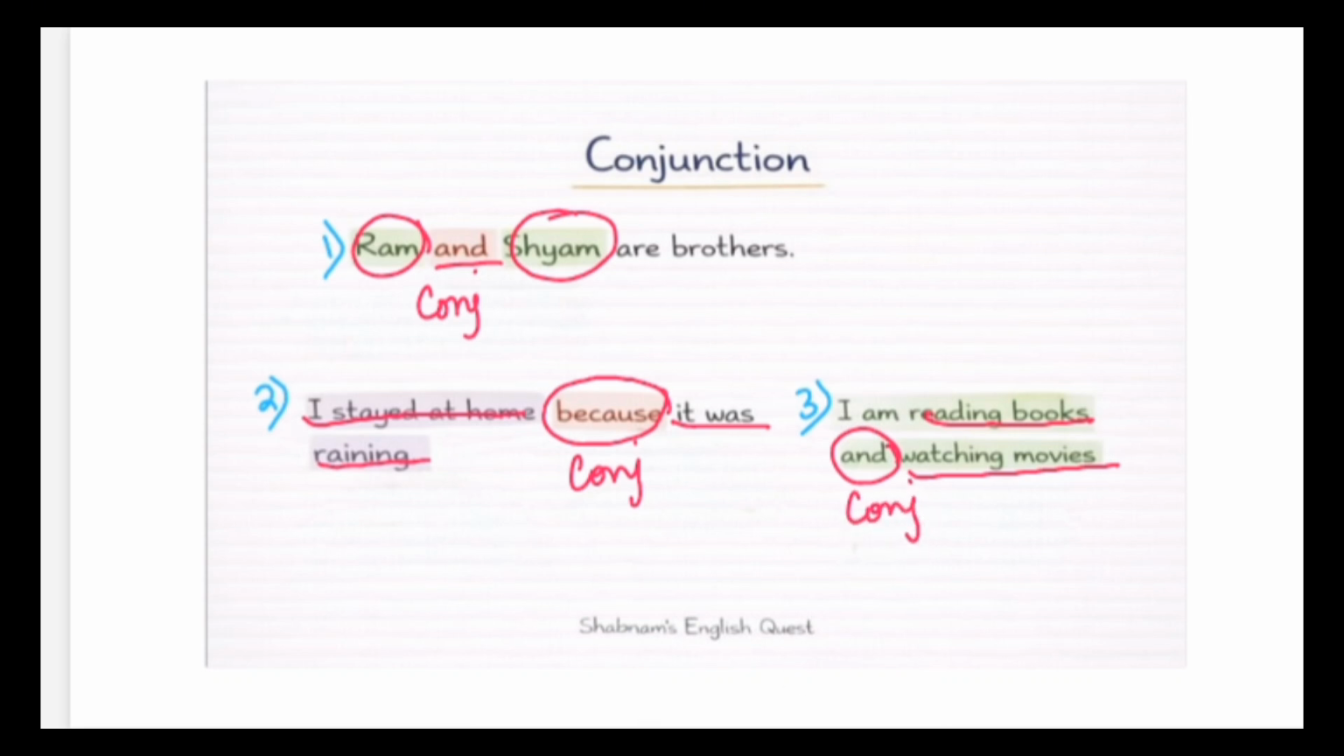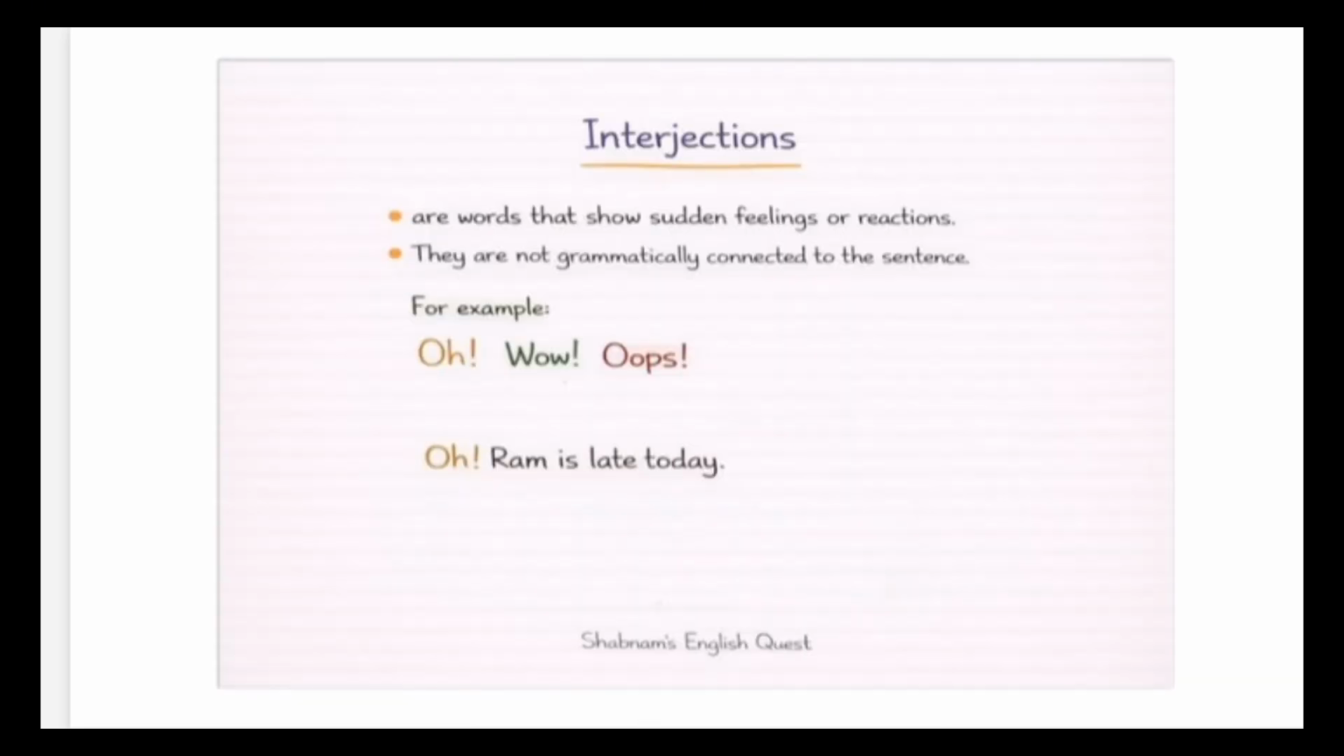And lastly, we have interjection. Interjections are words that show sudden feelings or reactions. They are not grammatically connected to the sentence. For example, oh, wow, oops. Let's see it in a sentence. Oh, Ram is late today. Here, oh is showing a reaction. It is not doing any job inside the sentence. So it is an interjection.